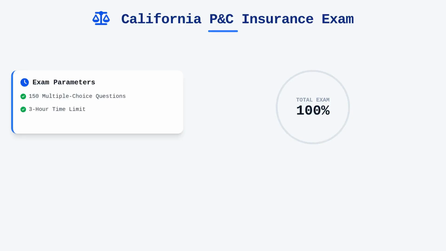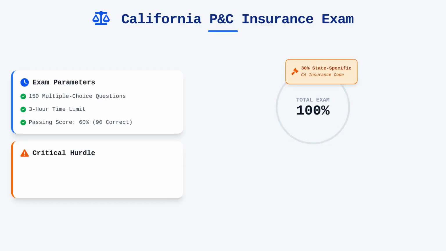A significant portion of this test, roughly 30%, is explicitly dedicated to state-specific regulatory content and the statutory rules found in the California Insurance Code. You must achieve a passing score of 60%, which translates to answering 90 questions correctly.